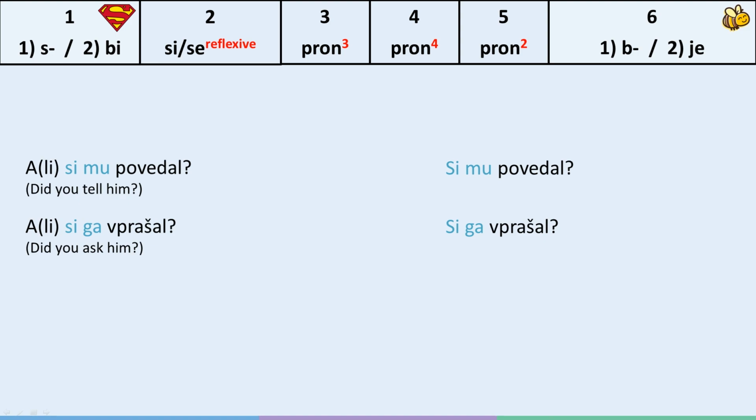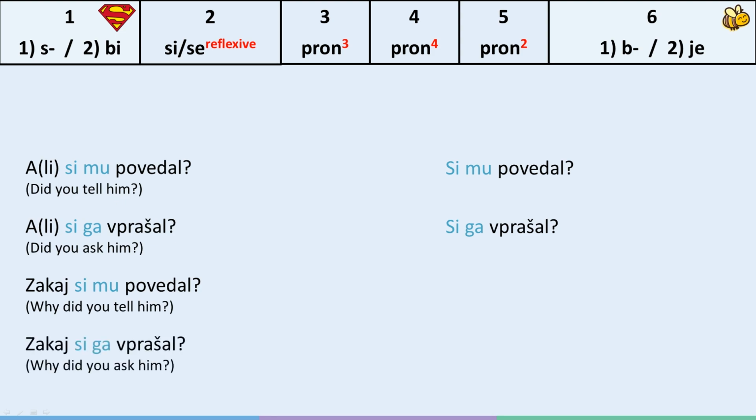As far as other questions go, zakaj si mu povedal? Why did you tell him? Zakaj si ga vprašal? Why did you ask him? There is a question word in first place, and clitics as usual are in second place. We can replace zakaj with any other question word, of course, like kdaj si mu povedal? When did you tell him? Or kako si ga vprašal? How did you ask him? So this was on clitics and questions.